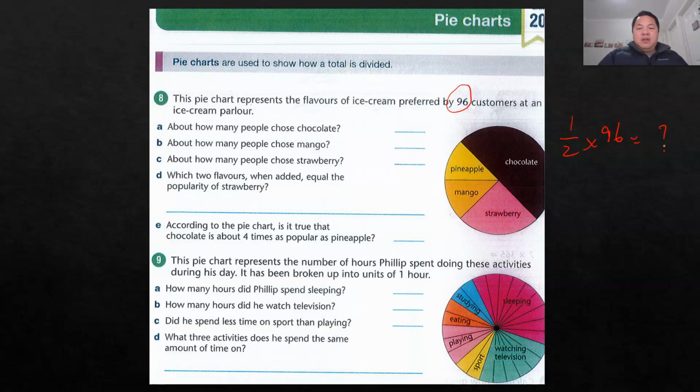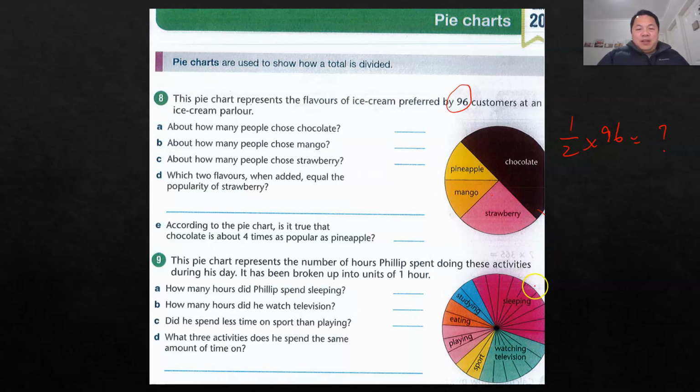What's the answer? Okay. Mango. Mango and pineapple seem to be of the same size, isn't it? So if this is 1/4, what fraction is mango? I leave it for you to decide. And then from here, you have to say which two flavors, when added, equal the popularity of strawberry. Which two add up to become almost as popular as strawberry? By looking at the chart, you will be able to solve this. Then they say, according to the pie chart, is it true that chocolate is about 4 times as popular as pineapple? Again, I leave it to you to decide, and we'll discuss this further.